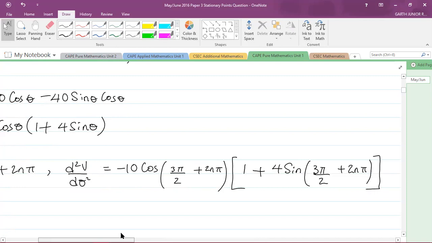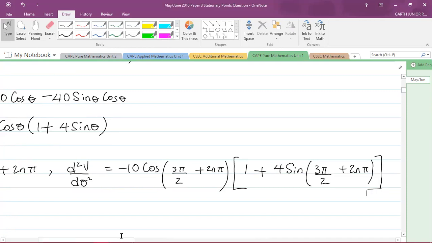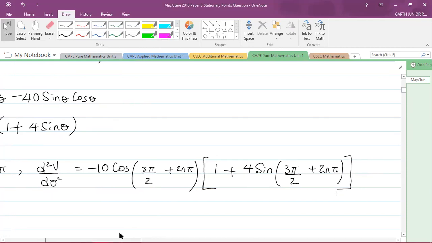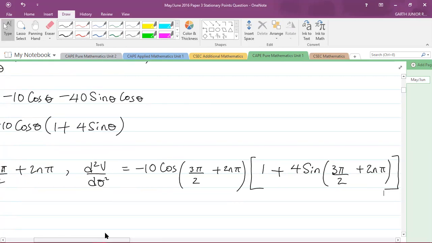Okay? So ensure that when you do that, your scientific calculator is in radian mode. Because if your calculator is in degree mode, then you'd have to convert this theta here into degrees. But we're working with it in radians, so you need to ensure that your scientific calculator is in radian mode. So when you plug that in, you will get d2v by d theta squared to be equal to 0.